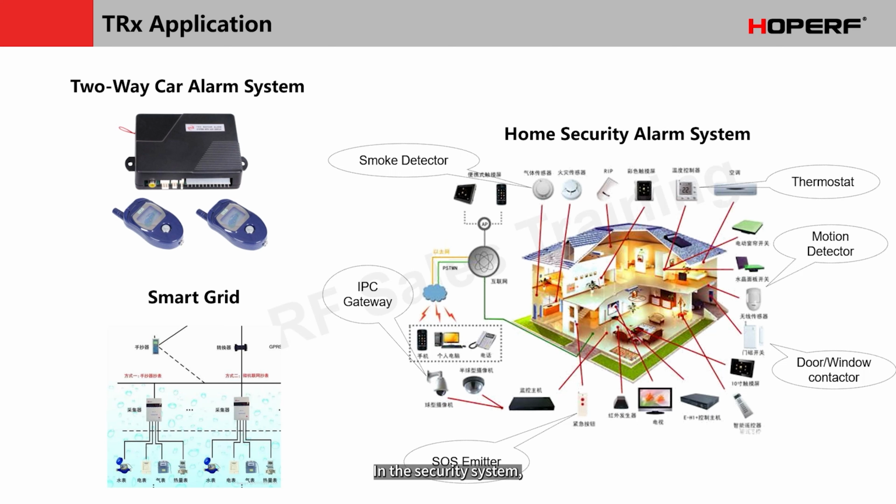In the security system, we can use the camera as the main device or as a gateway. The surrounding area is equipped with sensor acquisition nodes. These security nodes can be door magnets, infrared motion detectors, smoke detectors, or emergency remote controllers. These application scenarios all use our transceiver products.